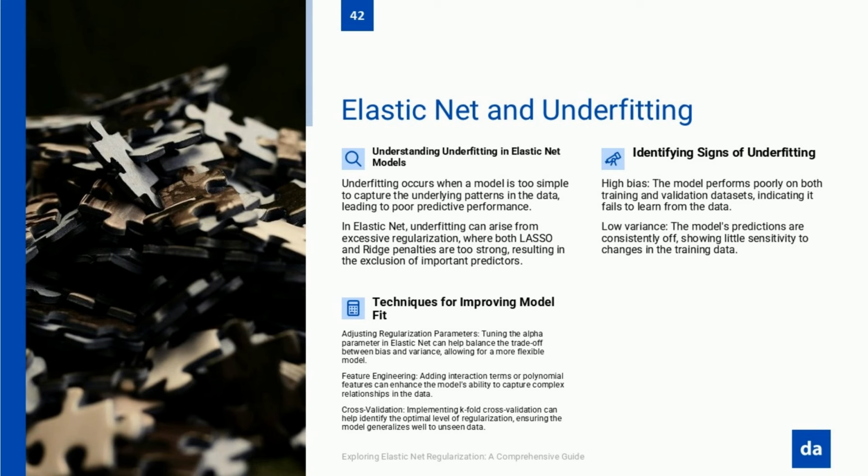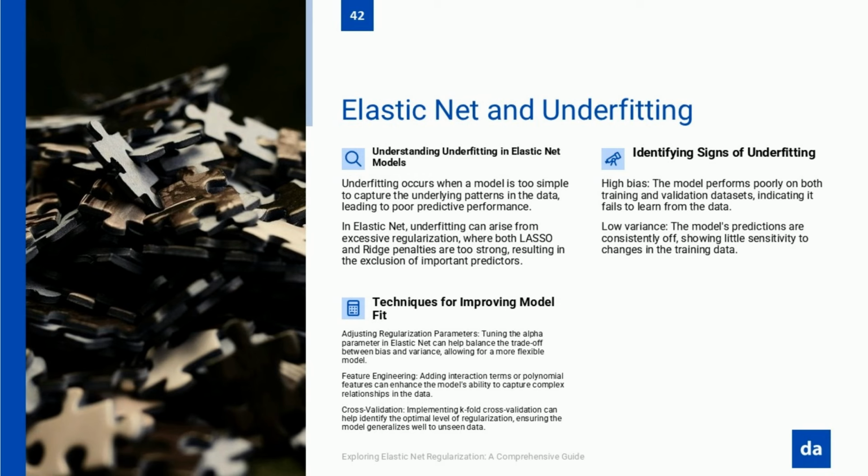An underfit model fails to capture the patterns in the data, leading to poor predictive performance. This usually happens when the model is too restricted, meaning it ignores useful information and oversimplifies relationships. Elastic Net helps prevent underfitting by providing the right level of flexibility in feature selection and coefficient shrinkage.